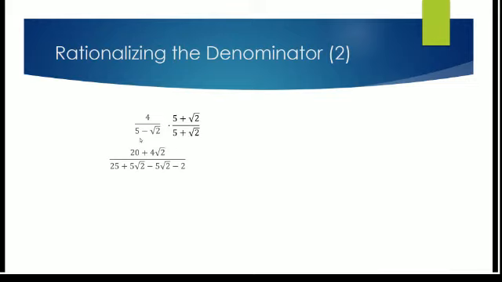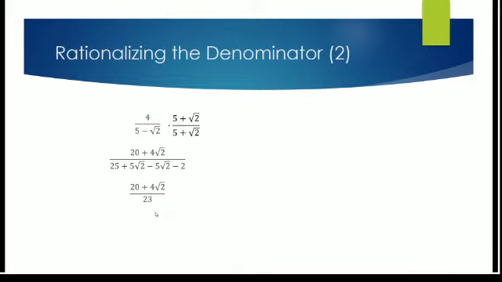The outside and inside make 5 square roots of 2 and negative 5 square roots of 2, and the last two terms multiply to be just negative 2. Notice the square root of 2 times the square root of 2 is 2. Now these outers and inners are going to cancel: 5 square roots of 2 minus 5 square roots of 2, which leaves just 25 minus 2, which is 23.